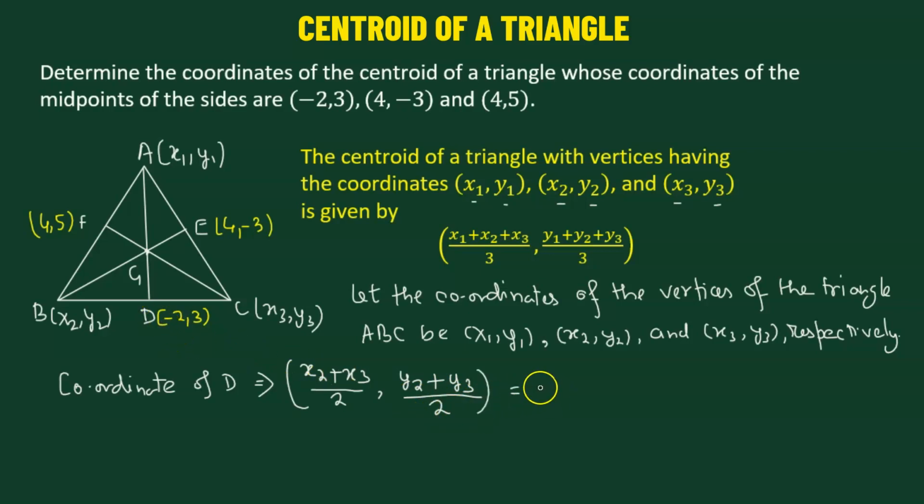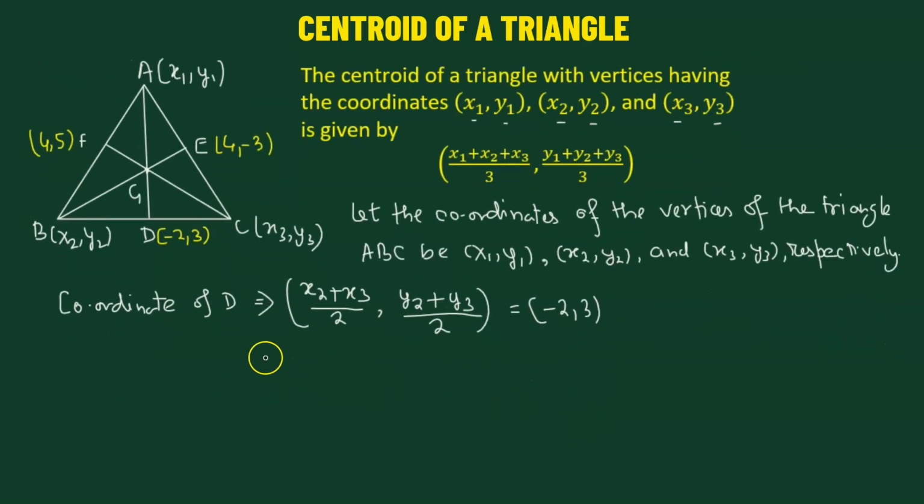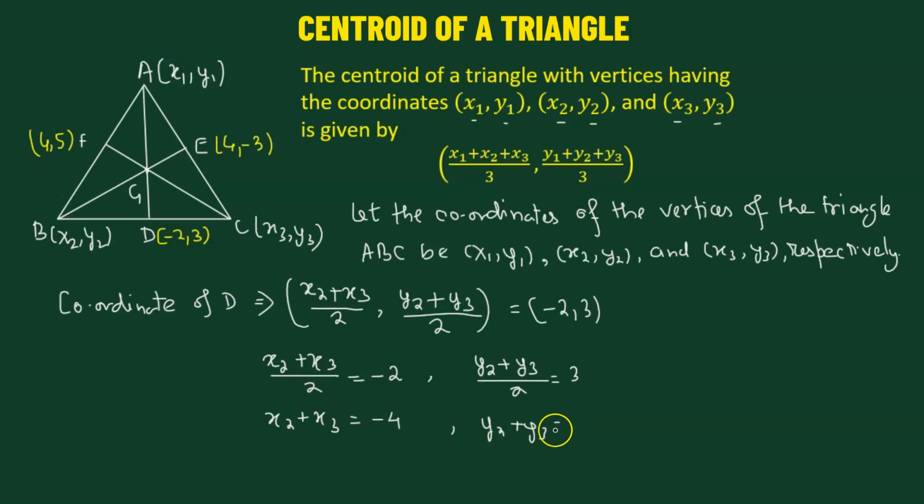But it's already given to us that the coordinates of D are (-2, 3). Which means that now we can equate them to get (x2 plus x3) divided by 2 equals -2, and (y2 plus y3) divided by 2 equals 3. This gives us the equations x2 plus x3 equals, so we're going to cross multiply 2 with -2 to get -4, and y2 plus y3 equals 2 times 3, that's going to be 6. So here we're getting two equations. We're going to name them equation number 1 and equation number 2.